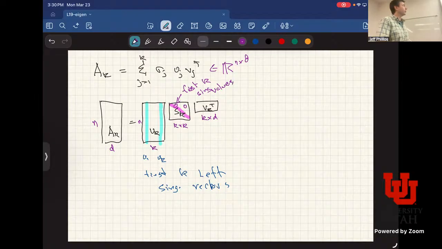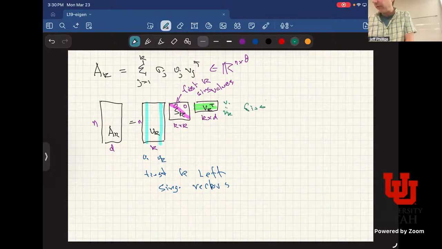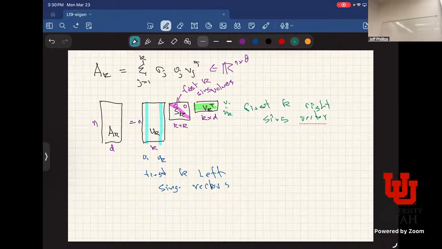Okay, so I'm only going to store the first k. It's only a k by k matrix. And now the rows here are going to be V1 up to Vk. These are going to be the first k right singular vectors. So I've only used the first k left singular vectors, the first k singular values, and the first k right singular vectors.